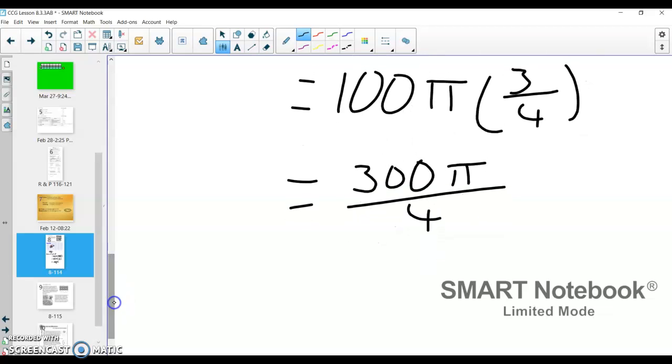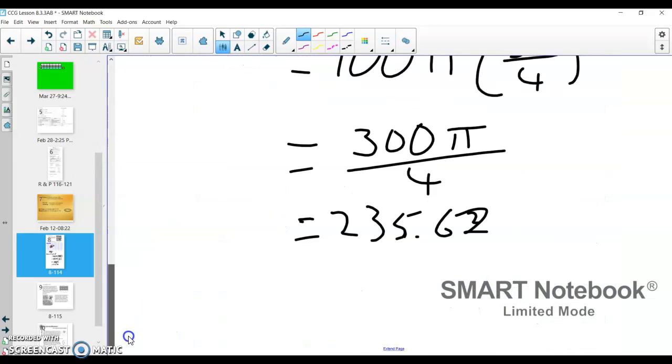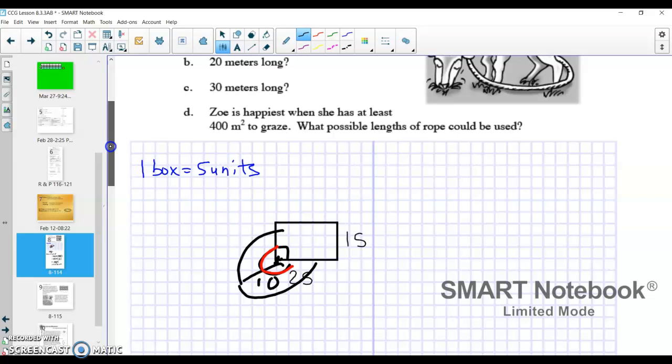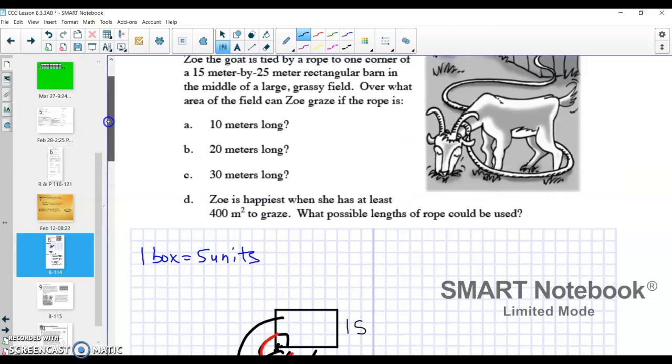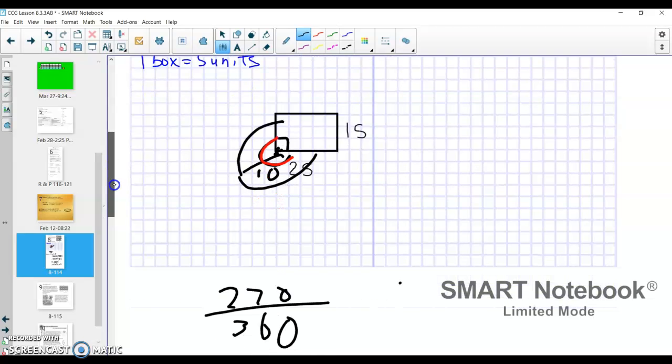Gives me an answer of approximately 235.62, and I believe we're working with meters here. Yes, so 235.62 meters squared is that area that the goat can graze if you gave the goat a 10-foot rope attached at that corner there. Okay.